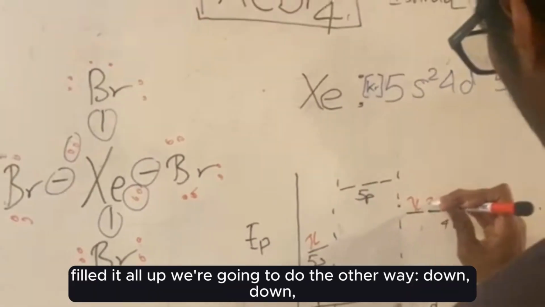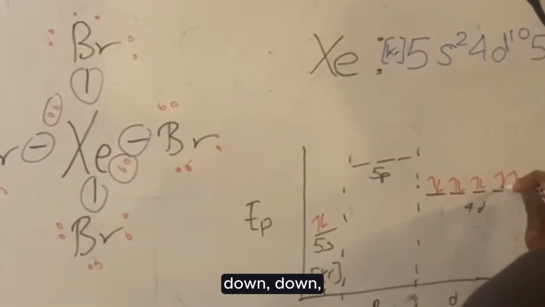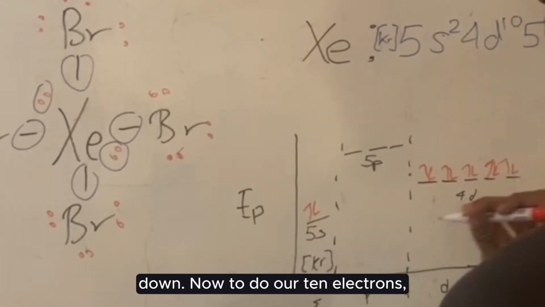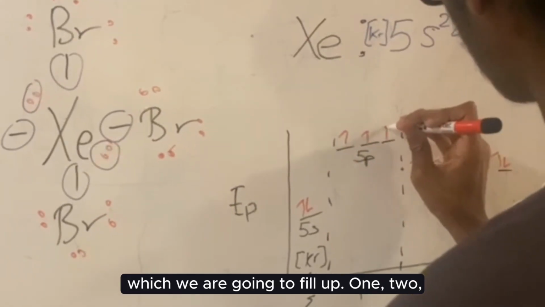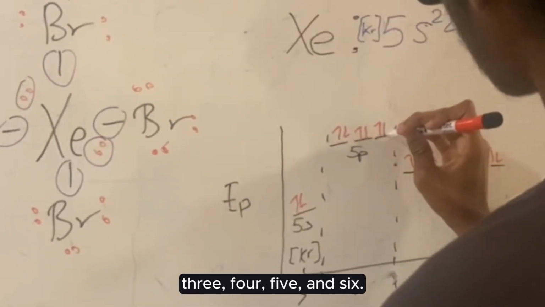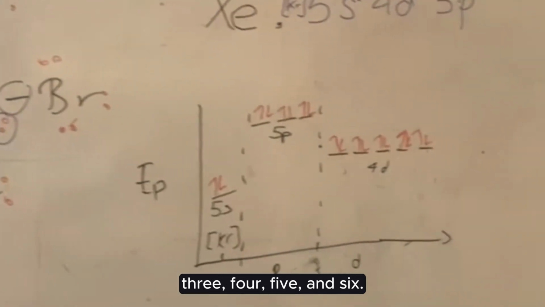And now that we have filled it all up, we're going to do the other way: down, down, down, down, down. We have drawn 10 electrons, and we have 6 more in our 5p, which we are going to fill up: 1, 2, 3, 4, 5, and 6.